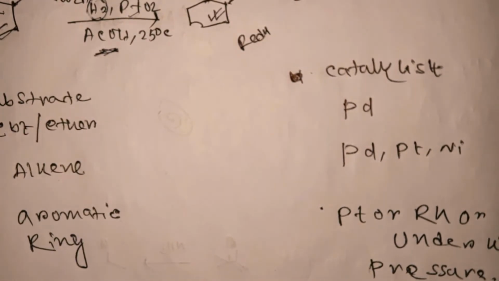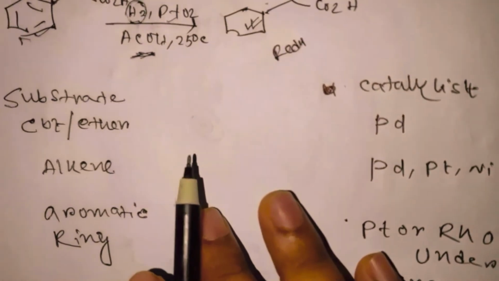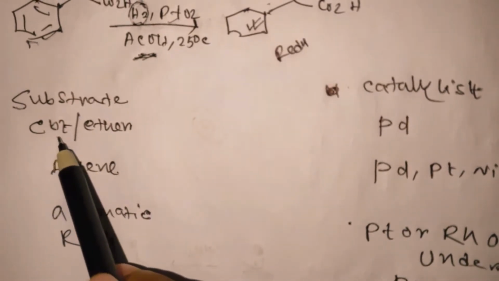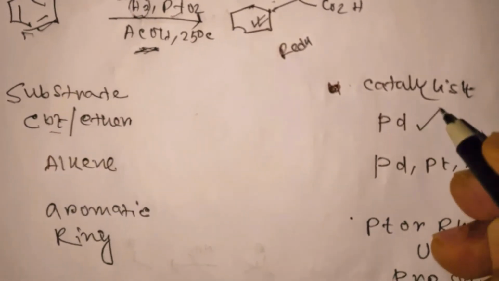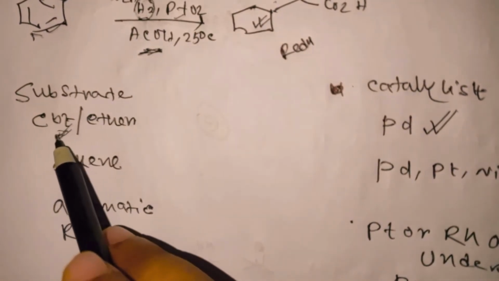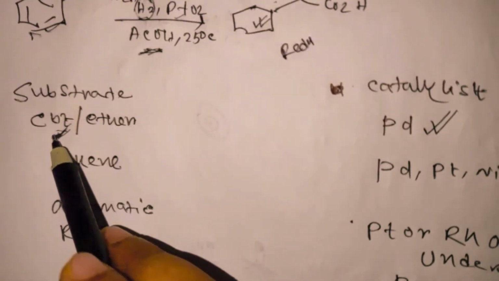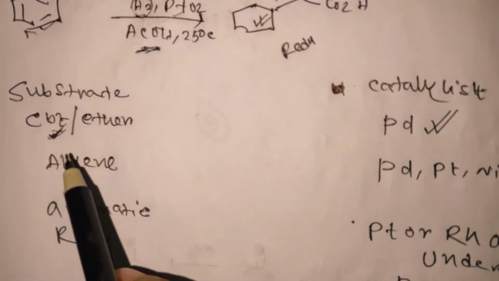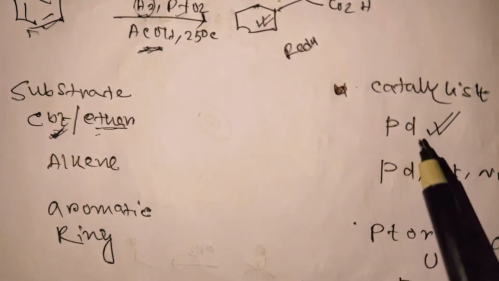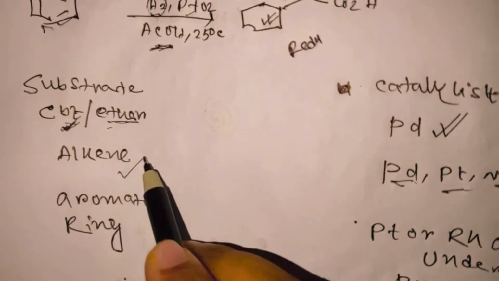Here is a list of which group will be reduced in the presence of which catalyst. In the presence of a palladium catalyst, it can reduce the CBZ group, that is the benzyl group, and it can also reduce the ether. And in the presence of platinum or nickel, it can reduce the alkane.